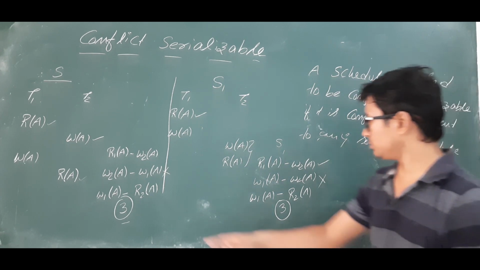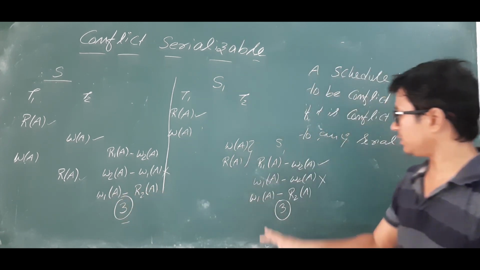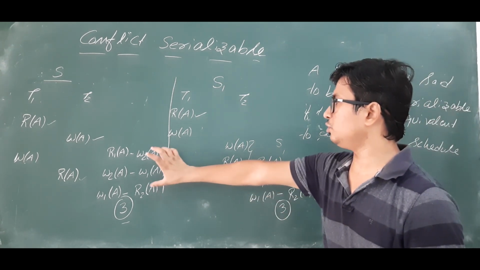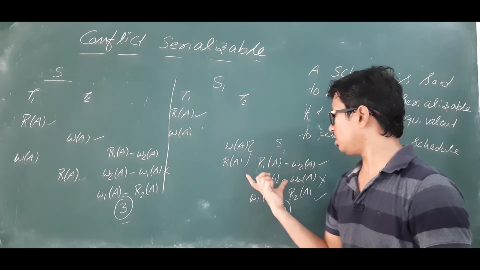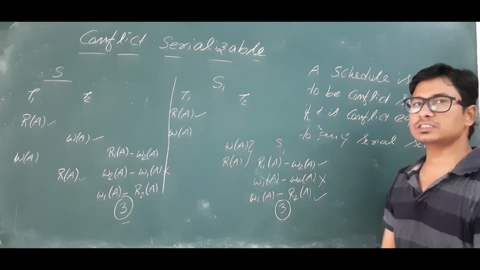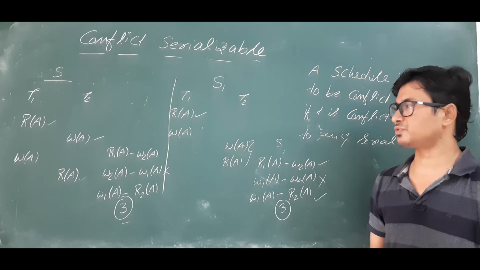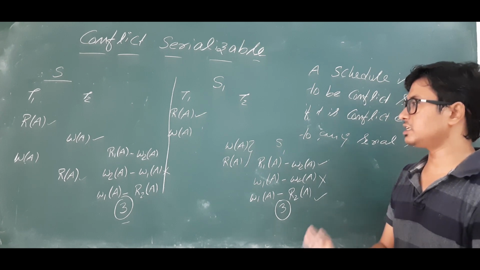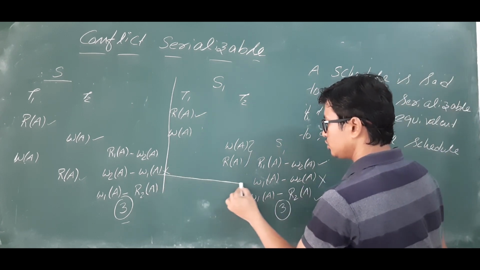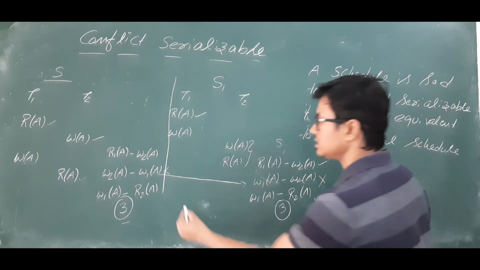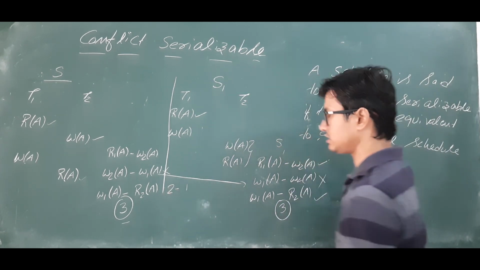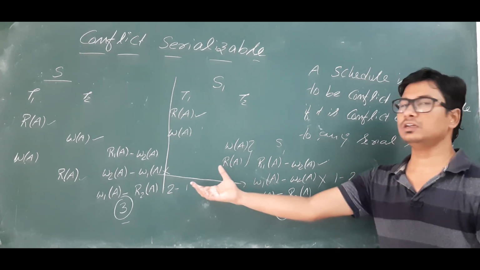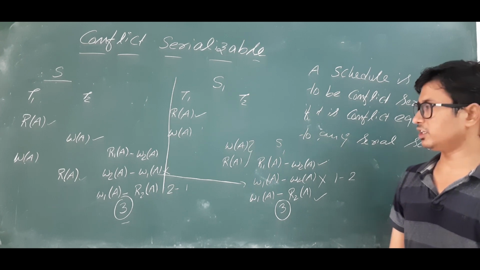Are you able to understand? Come to this one, W1 of A, R2 of A. Here also W1 of A, R2 of A. This is okay. If the order of 2 operations is the same, but one operation's order is not the same, then I can say that the second condition is not satisfied. What is the second condition? For all the conflict operations, the order should be the same. But these 2 conflict operations have different order, because one says transaction 2 then transaction 1, and the other says transaction 1 then transaction 2. So I can say that these 2 schedules are not conflict equivalent.